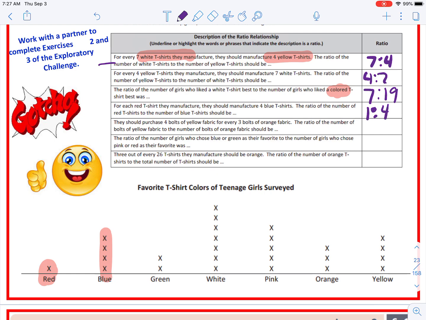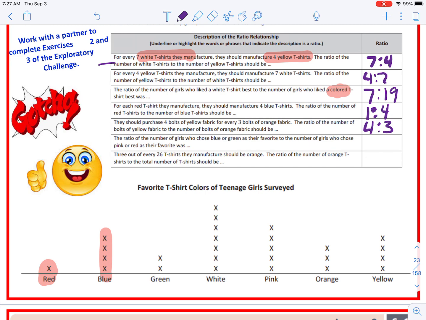They should purchase 4 bolts of yellow fabric for every 3 bolts of orange fabric. The ratio of the number of bolts of yellow fabric to the number of bolts of orange fabric should be what? If you said 4 to 3, you are correct.